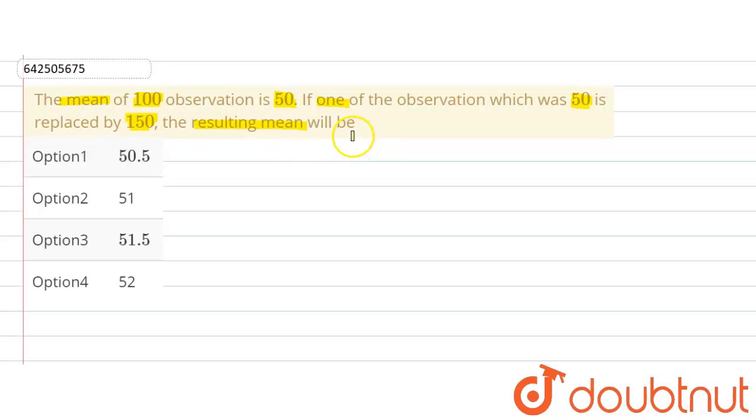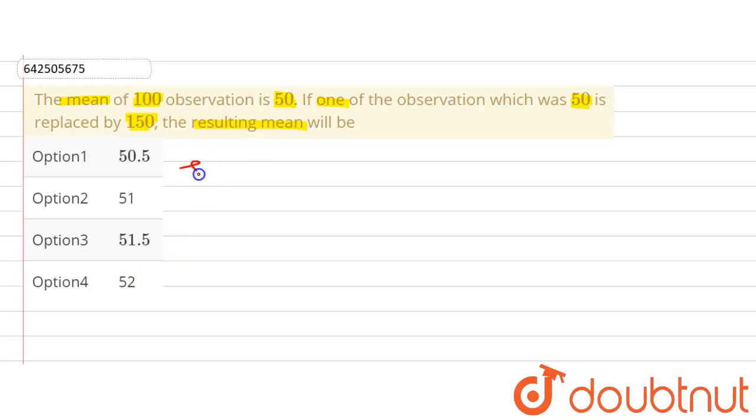So what was done was that one of the observations, which was 50, was replaced by 150. So the total number of observations will remain the same, but the sum will change. And we are supposed to find out this new mean when the sum has been changed. Now option 1 is 50.5, option 2 says 51, option 3 says 51.5, option 4 says 52.